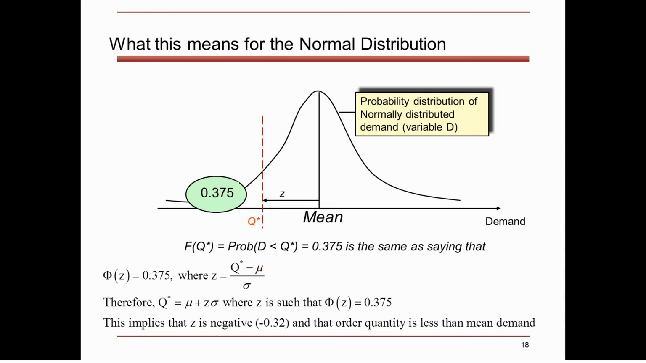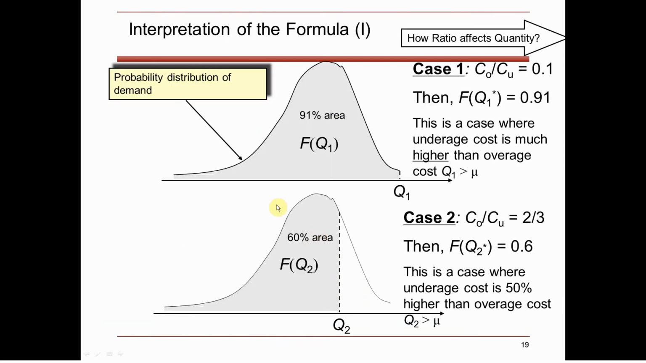So what does this mean for the normal distribution? Pictorially, once again, our critical value is less than 0.5, which is where the mean is. So the critical value of the mean is always 0.5. And so we want to know what value of Q star will give us an area of 0.375, or 37.5%. Looking it up, you see that this is a z value of -0.32. In other words, negative 0.32 standard deviations from the mean is what's going to give it.